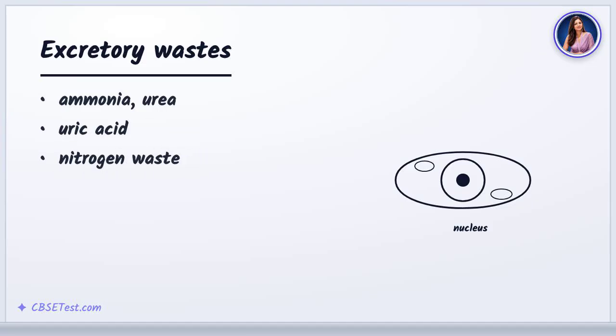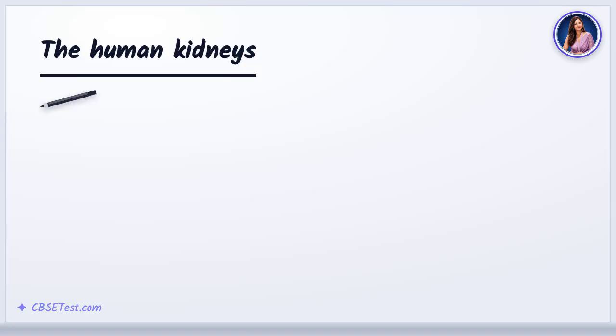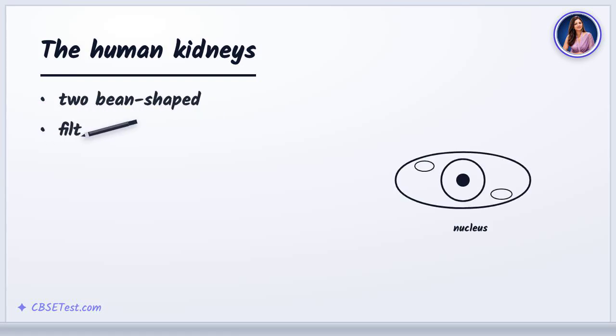Animals excrete ammonia, urea, or uric acid. Humans mainly excrete urea, which is less toxic than ammonia. Humans have two bean-shaped kidneys that filter the blood, remove wastes, and produce urine. Urine passes through the ureters to the bladder and out.